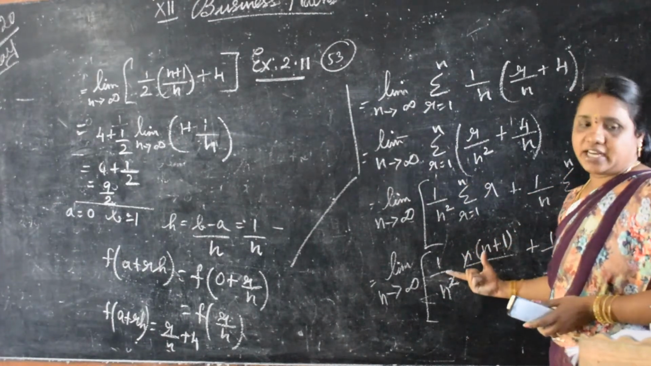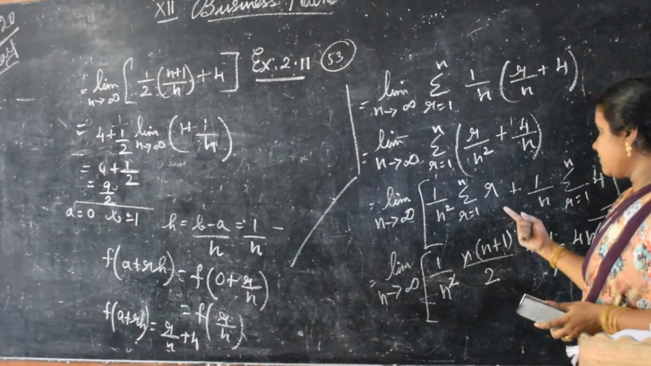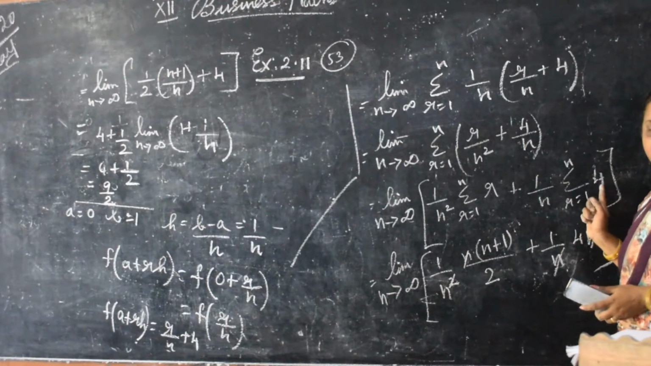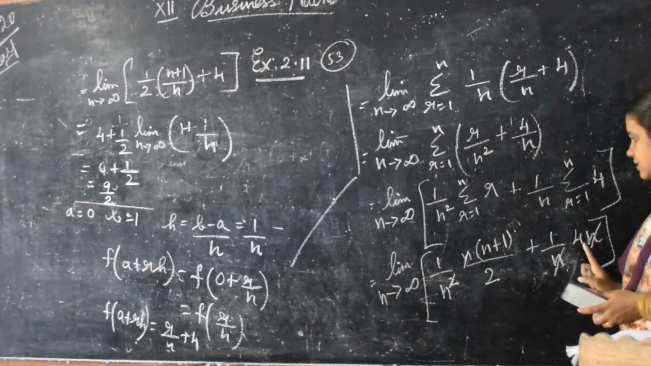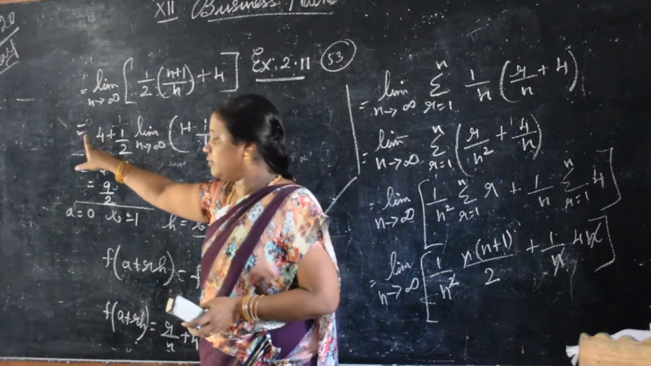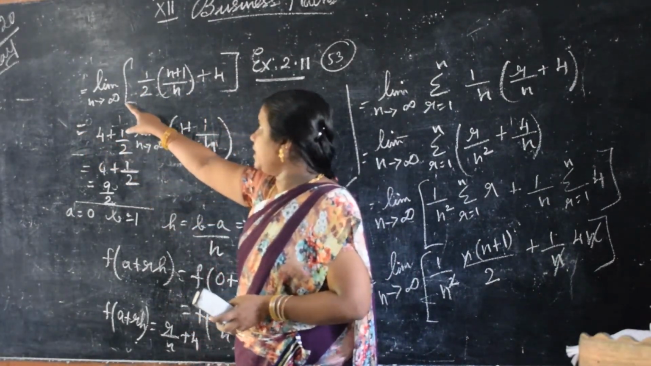Some results are there, for integrals there are limited results. Sum of r is n into n plus 1 by 2. Here there is 4 and only n, cancel this. You will get only 4. Take the 4 and the half outside: 4 plus half. Next, limit n tends to infinity.